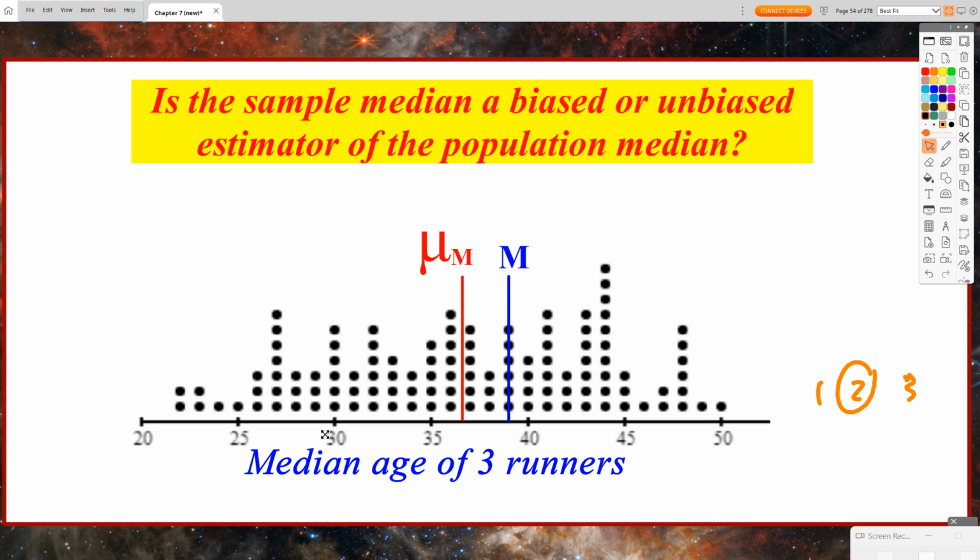So then what I wanted to look at was, what is the center of this sampling distribution? And that's what this mu sub m represents. Each of these dots represents the median age of 3 runners. And you can see I had 3 people that were young, or up here I had 3 people that were pretty old. But the center of the sampling distribution is right around in here.